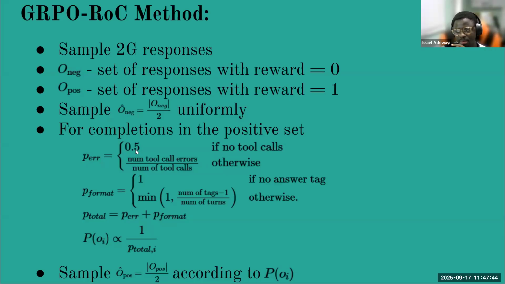So the model is incentivized to use tools at least once. If you don't use any tools at all, you still get the 0.5 error. So yeah, I get what you're saying now. The model is incentivized to use tools at least once for the reasoning trajectory. Yeah, good.